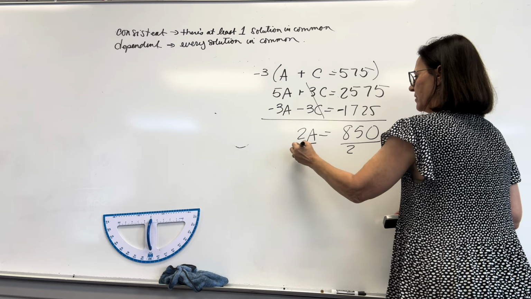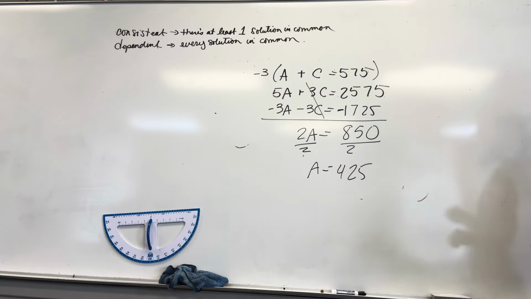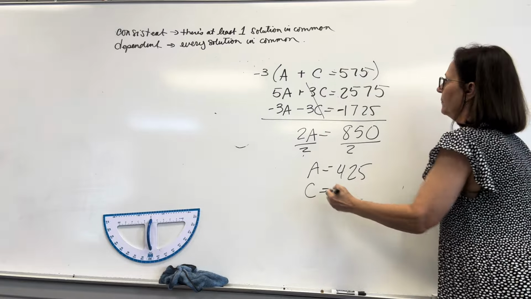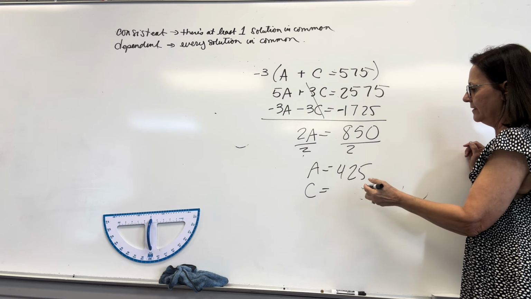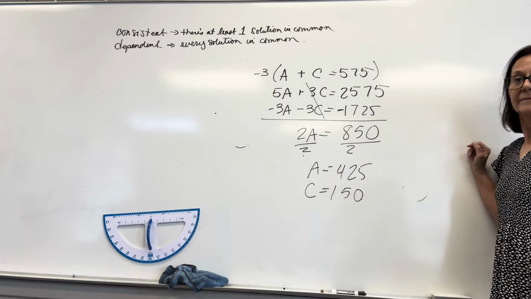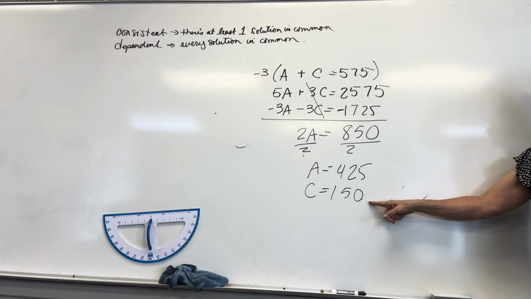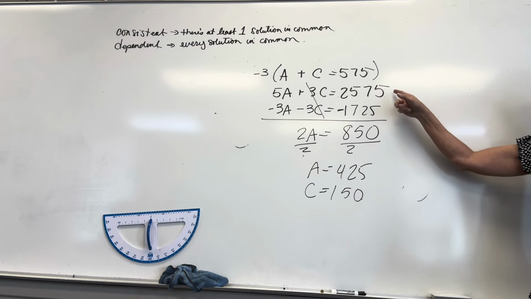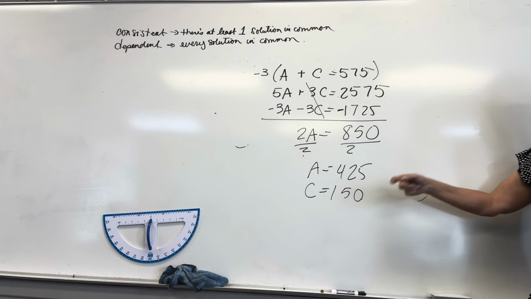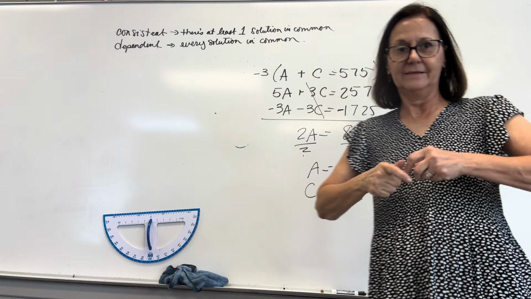Divide that by 2. The number of adults is 425 adults. Now I can figure out the number of children. The number of children is 575 minus that, 150. Yes, ma'am. All right, somebody do the math. What's 5 times 425 plus 3 times 150? Make sure we're at 2575. It's 2575. Excellent. All right.